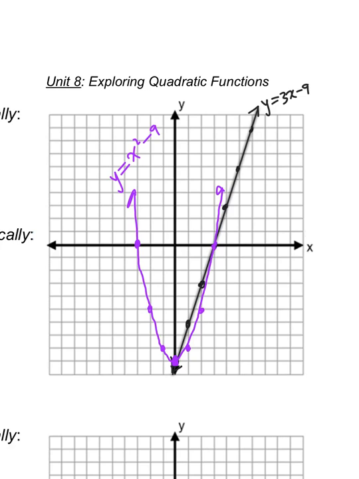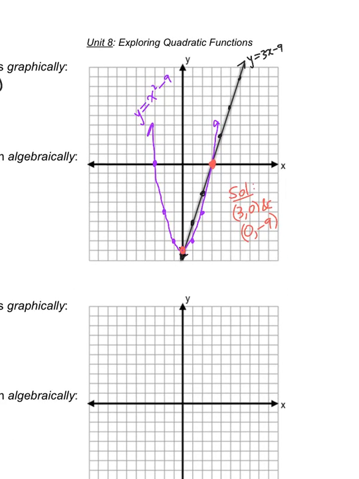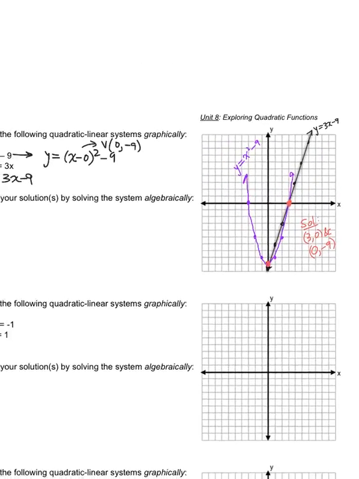All right, so it looks like I have my 2 solutions here. Three, 0, and 0, negative 9. All right, again, all the work right on the graph, that's all you need.